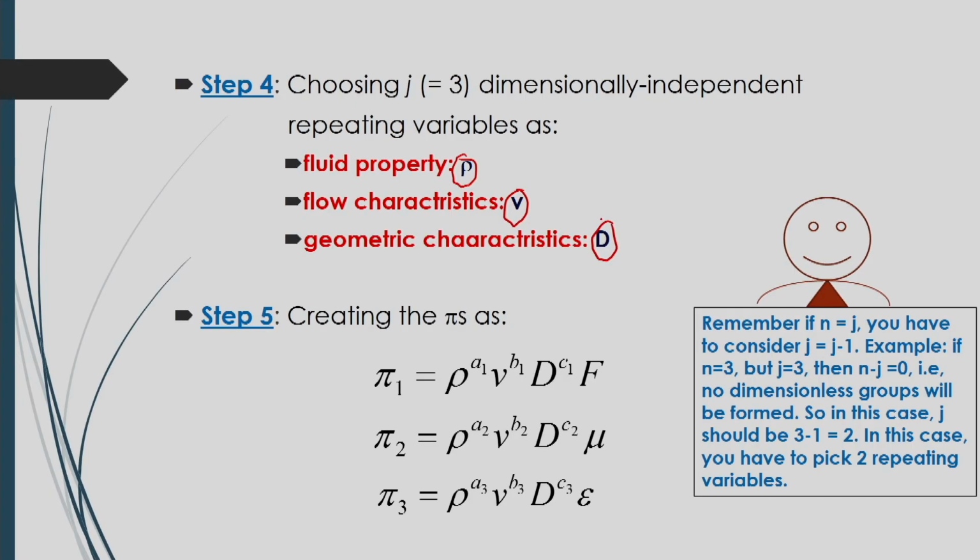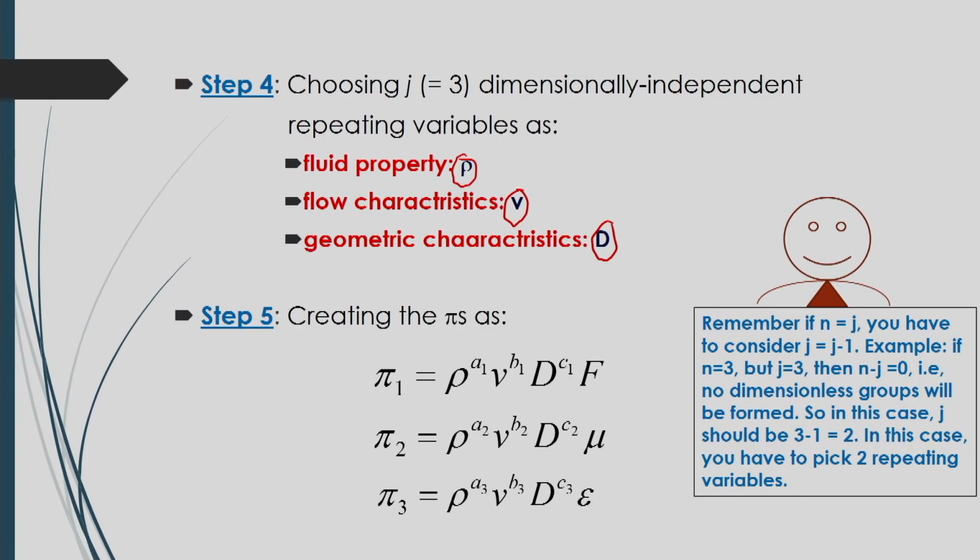So, this is very important. You cannot take the repeating variables as rho, rho, rho, or rho, v, and again rho; you cannot do that. Separately you have to take these repeating variables: one from fluid property, one from flow characteristics, one from geometric characteristics. Okay. And then you have to create the dimensionless groups.